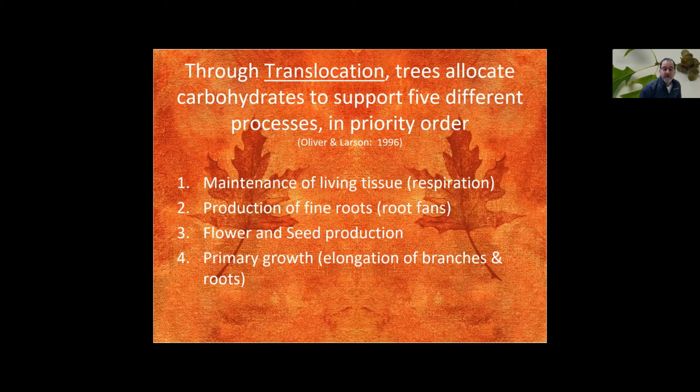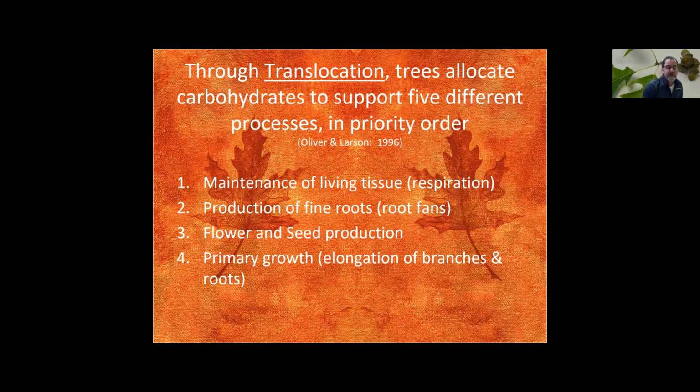Now, if there's any sugar left over after that, and there better be, then the tree says, okay, we will now allocate the carbohydrates to fine root production. Those are those root fans. Again, we tend to overlook them because they're small, but they're very, very important to the tree because of what they do: the procurement of water and nutrients and oxygen.